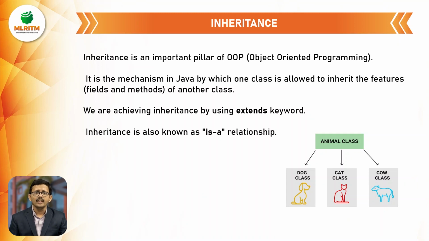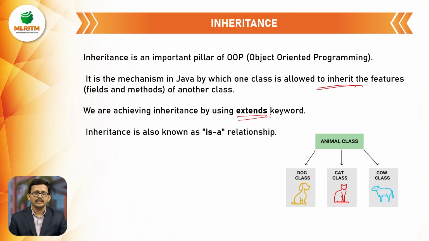So next, one of the most important things, we can consider this as a pillar of object-oriented programming, is inheritance. As the name itself suggests, inheritance is something which is passed from the older generation to the younger generation. Here also, all the objects, properties and methods of one class, which we call the parent class, are transferred to the child class or a subclass. In Java, this is the mechanism by which one class is allowed to inherit the features, fields and methods of another class. We achieve inheritance by using the extends keyword.